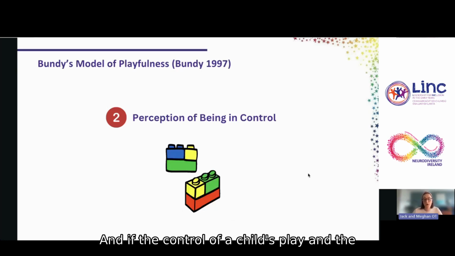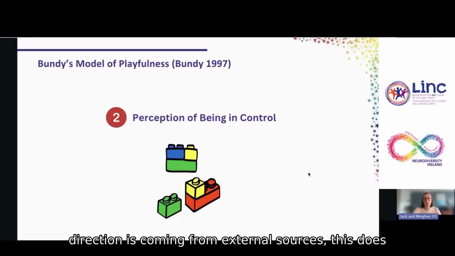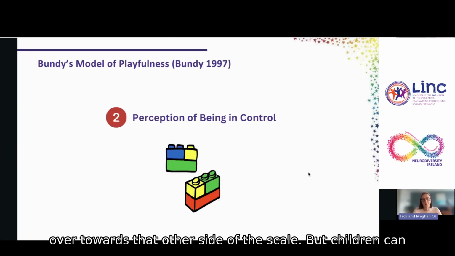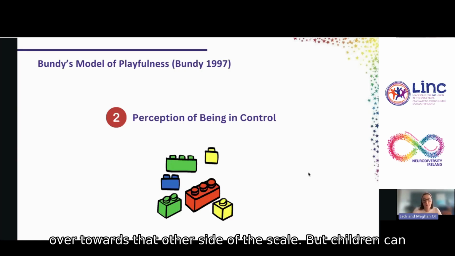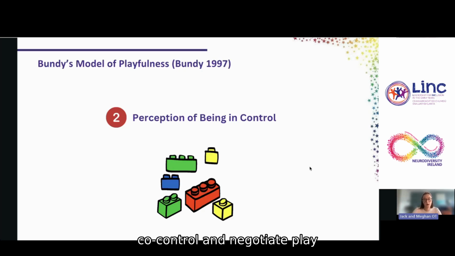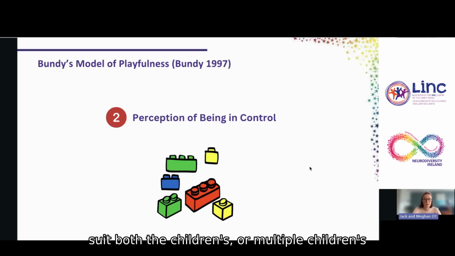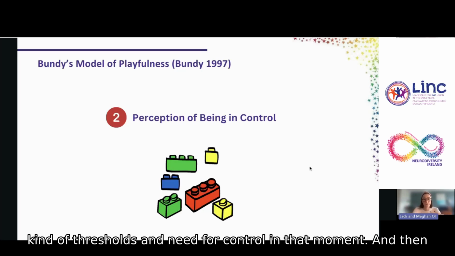If the control of a child's play and the direction is coming from external sources, this does reduce the playfulness; it tips it over towards the other side of the scale. But children can co-control and negotiate play experiences together once the dynamics suit both children's, or multiple children's, thresholds and need for control in that moment.